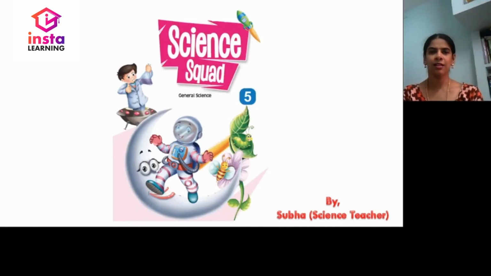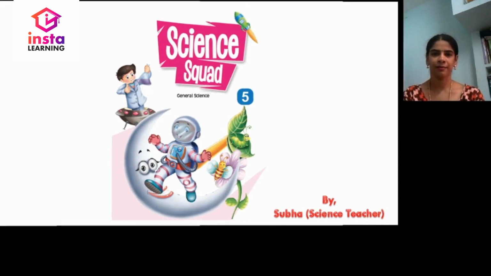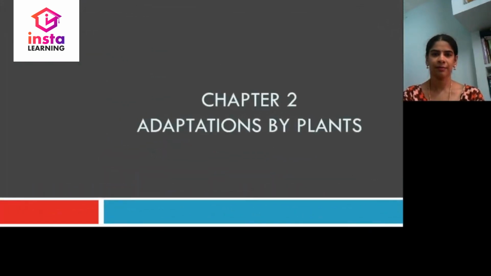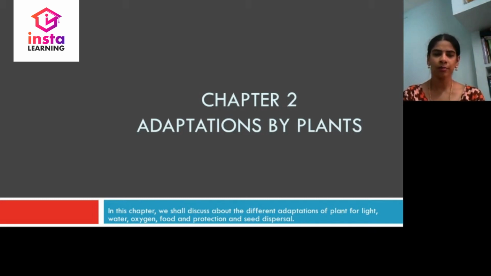Hello students, let us learn general science from the book Science Squared for class 5. Let us learn chapter 2, Adaptations by Plants. In this chapter, we shall discuss different adaptations of plants for light, water, oxygen, food, protection and seed dispersal. Let us begin the chapter.